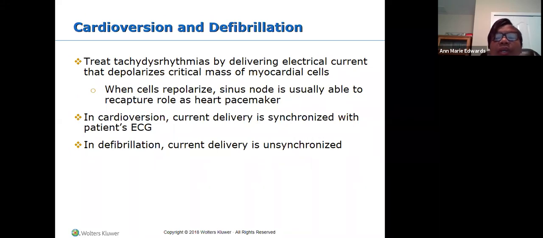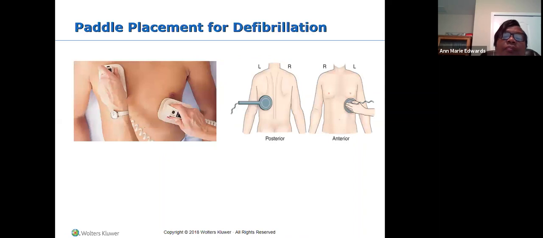So we've looked at cardioversion and we've also looked at defibrillation. Both of them treat tachydysrhythmias by delivering electrical current that depolarizes a critical mass of myocardial cells. We have said this already, okay? And when the cells repolarize, the sinoatrial node is able to recapture the role as the pacemaker.